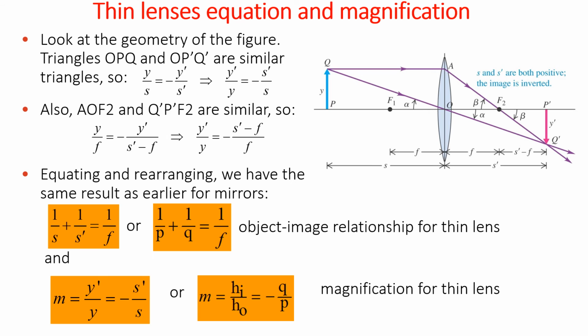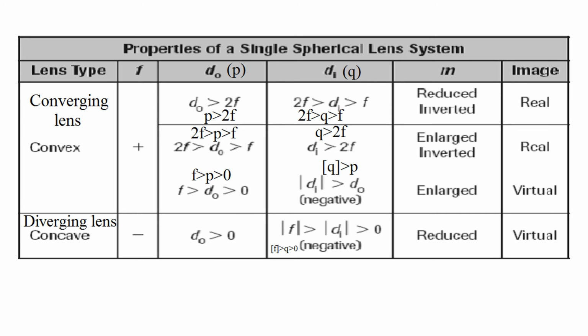And here we have the thin lens equations, which are similar to the equation for spherical mirrors, where the inverse of object position plus inverse of image position equals the inverse of the focal distance. And the magnification is equal to the size of the image divided by the size of the object, which equals minus image position over object position. And here we have a summary of properties of images formed by spherical lenses.